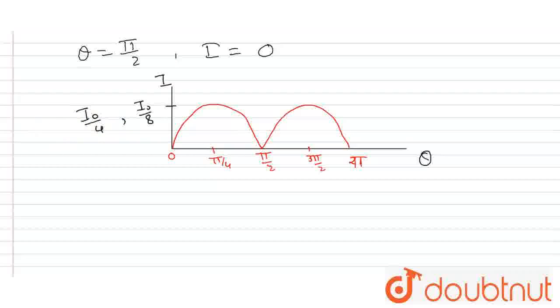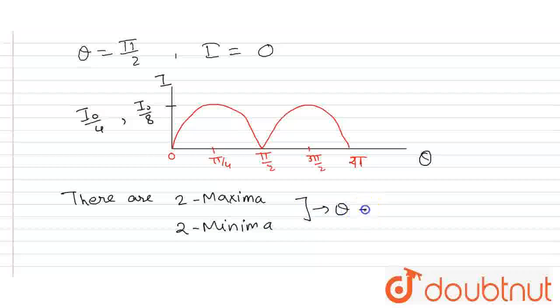There are two maxima and two minima when theta varies from 0 to pi. So I hope you understand the solution.